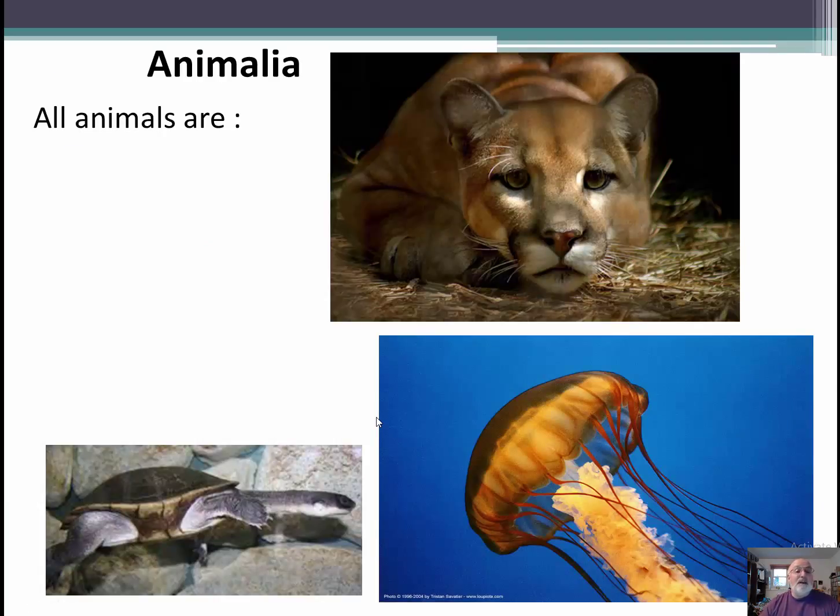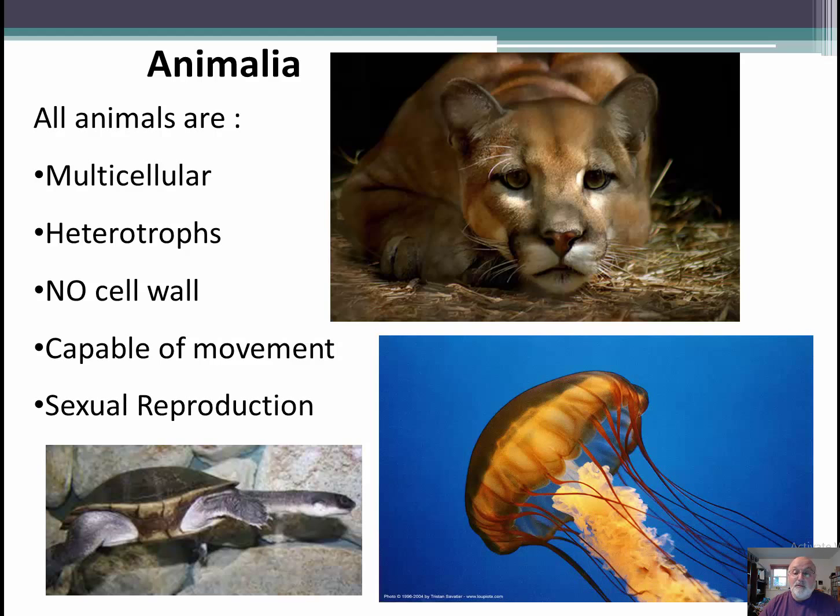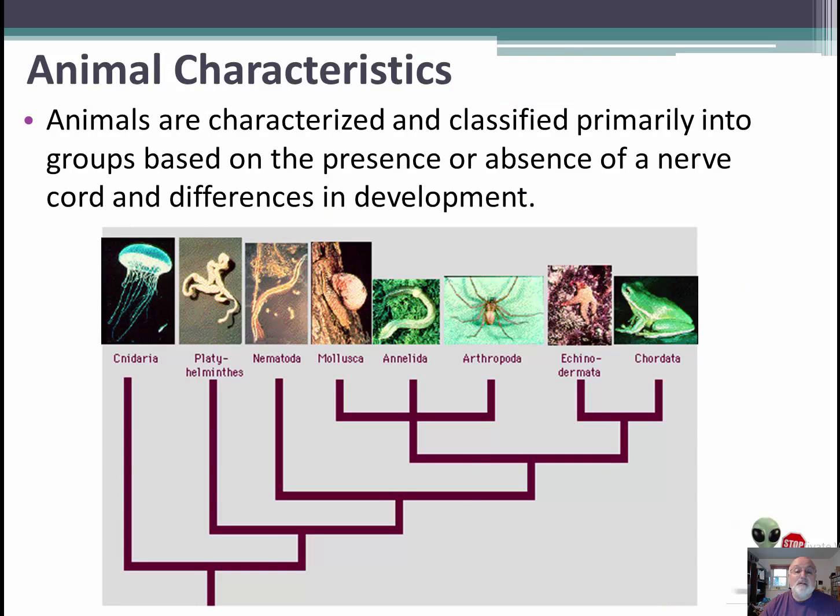And the last one are Animalia. Animals are multicellular, all of them. They are heterotrophs, all of them. They have no cell walls, the difference between animal and plant cells. And they're definitely capable of moving, whether they're running away from a critter or running toward a critter, whether you're predator or prey. And they all reproduce sexually.